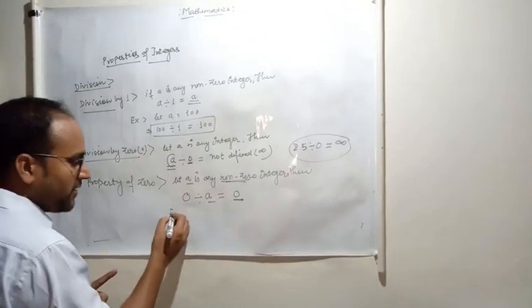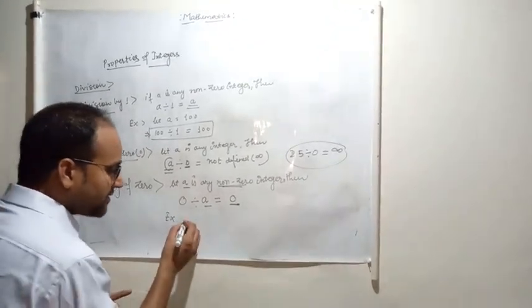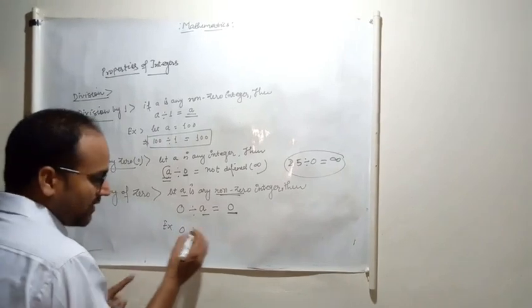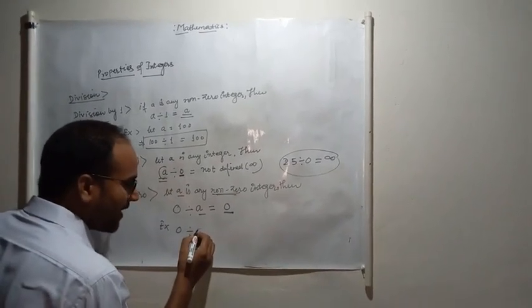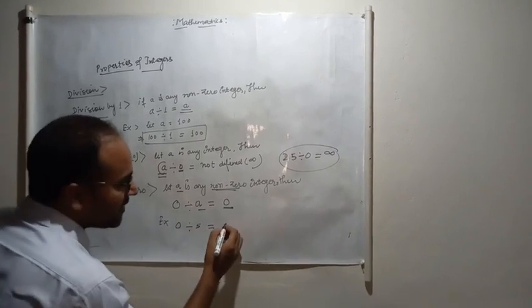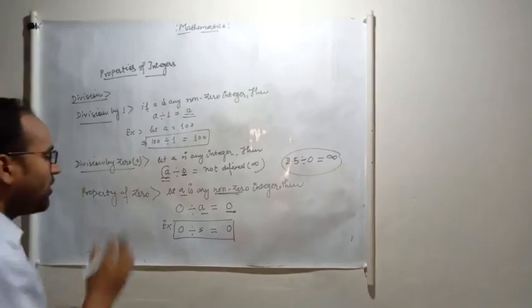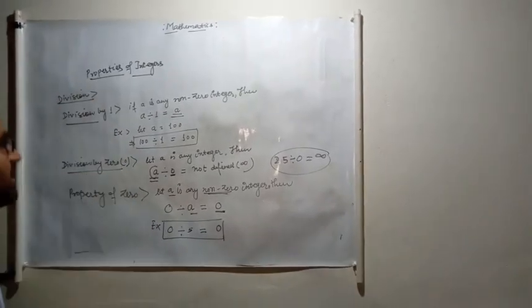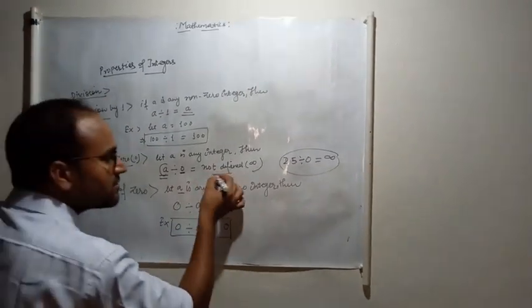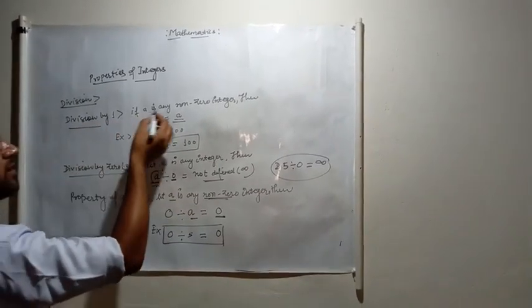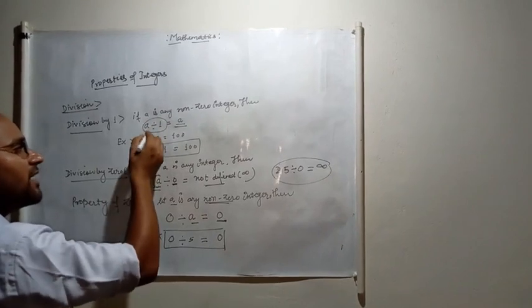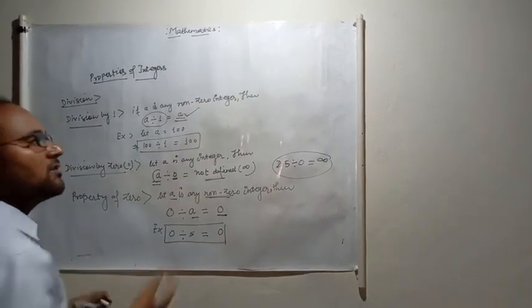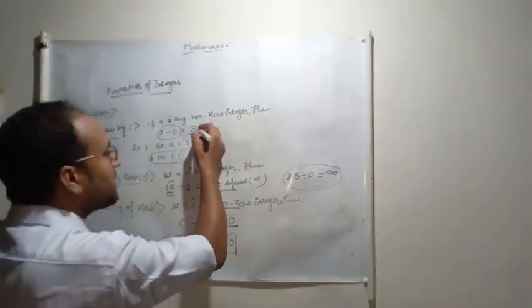Example, if you take any integer and divide 0 by that integer, suppose I have taken 5, 0 divided by 5, then you always get 0. This is the property of 0 in case of division. And division by 1, if a is any non-zero integer divided by 1, you always get a here.